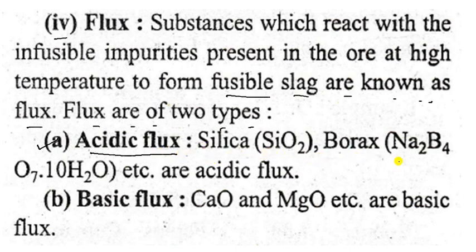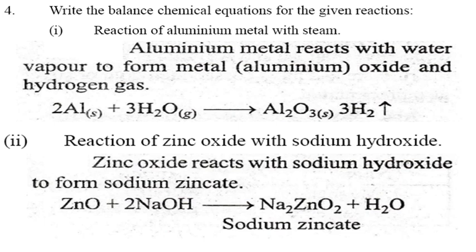Now come to this one, flux. What is the flux? Fourth number, substance which reacts with the infusible impurities present in the ore at high temperature to form fusible slag is known as flux. Flux is of two types. First one is acidic flux. Silica, that is SiO2, borax, Na2B4O7.10H2O etc. are acidic flux. So you have to remember this one.